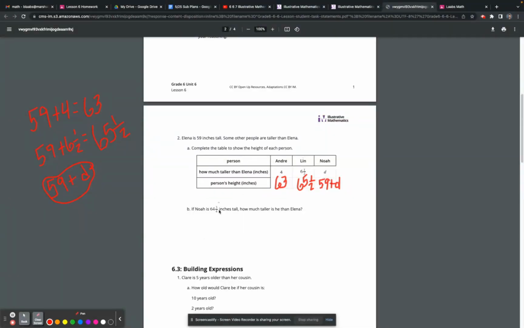It says if Noah is 64 3/4 inches tall, how much taller is he than Elena? So then we have to find that difference. Okay, so I could use that equation, 59 plus the difference is going to equal the total height of Noah, which is 64 3/4. Okay, so now I want to get that difference alone. So I'm going to have to subtract 59 from both sides.